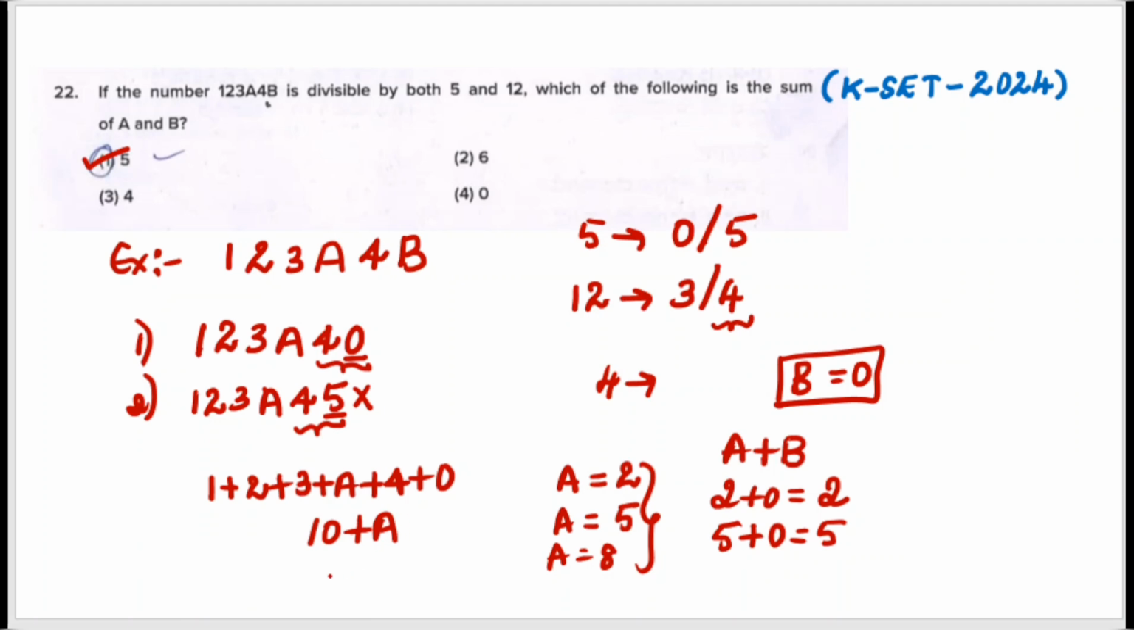Instead of A, I'll place the 5. I'll get the sum to be 15. Yes, the 15 is divisible by 3. And this number, instead of A, if I place 5 also, this number is also divisible by 4 as well. And this number is also divisible by 5 as well. Right. And this number is also divisible by 12 as well. We are clear, and the correct option is 5.